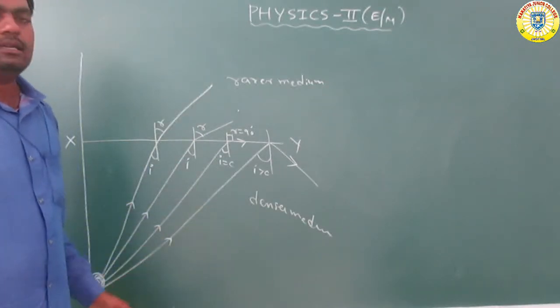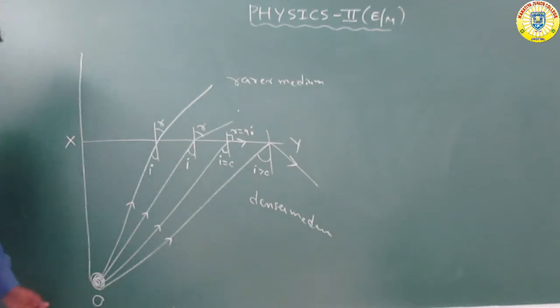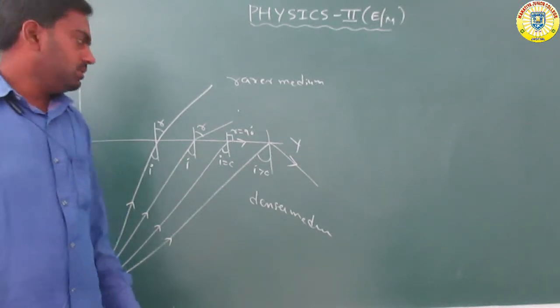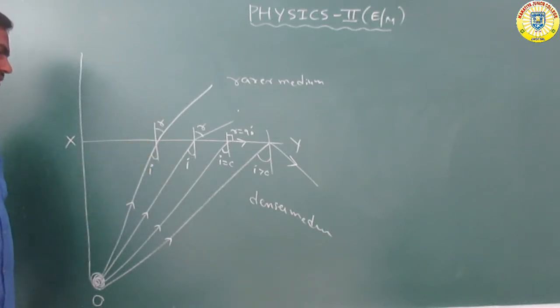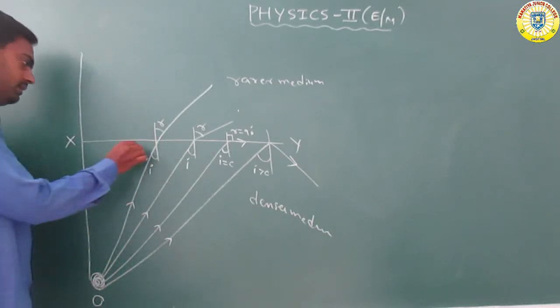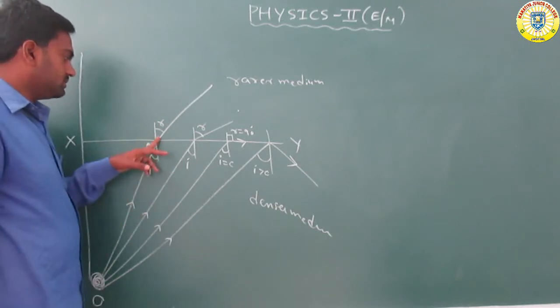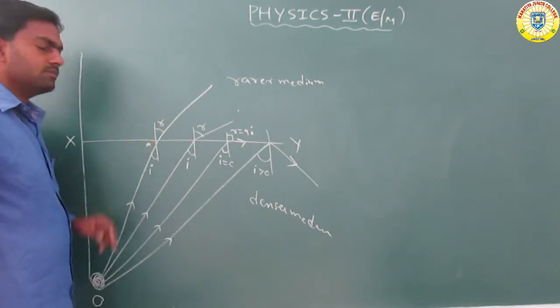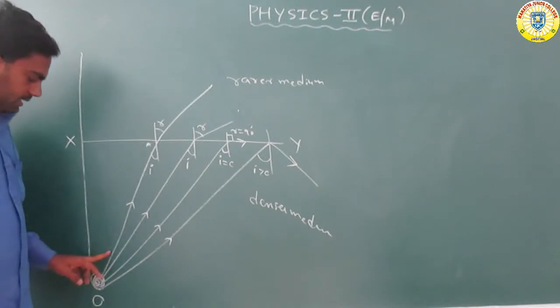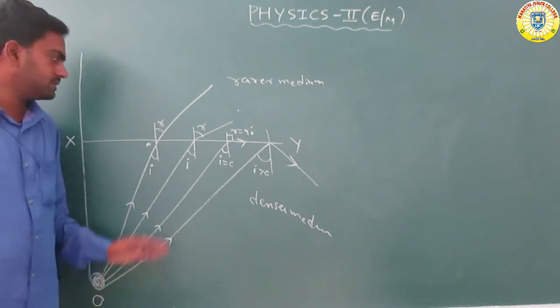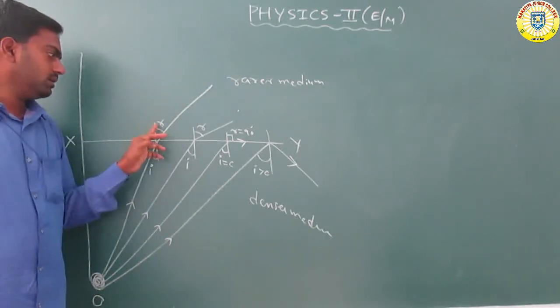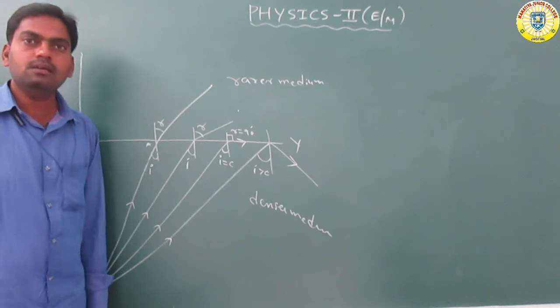Let's consider the denser medium and the rarer medium. The object is taken in the denser medium. The light ray is incident on the XY surface at a point A, and it bends away from the normal. You got it? The light ray incident on the XY surface bends away from the normal.